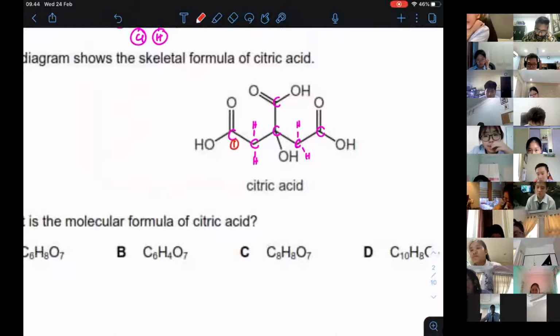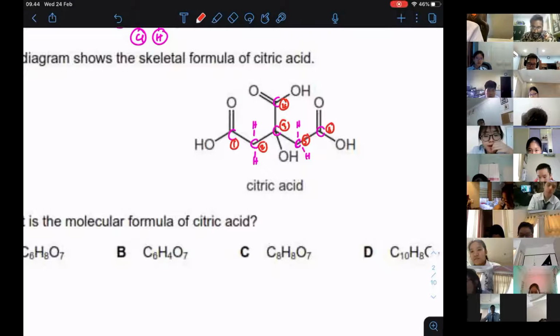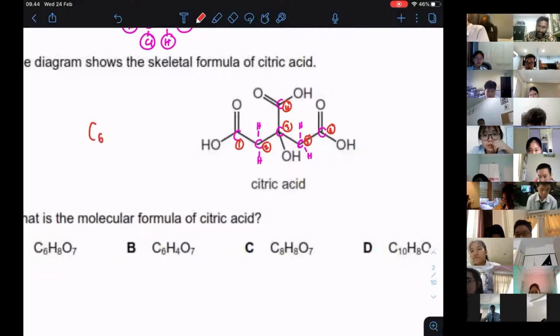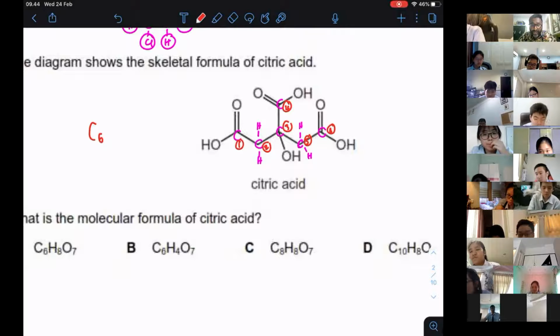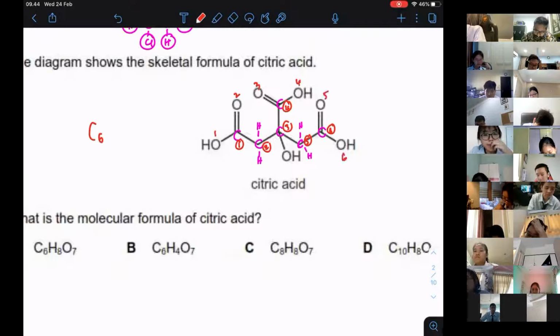So 1, 2, 3, 4, 5, 6. We can see there are 6 carbon here, nothing missed. So all 6, C6. And let's look at the number of oxygen that we have. Oxygen must be there. In skeletal formula, we cannot eliminate the oxygen. It must be there. So just count 1, 2, 3, 4, 5, 6, 7. 7 oxygen. How many hydrogen?